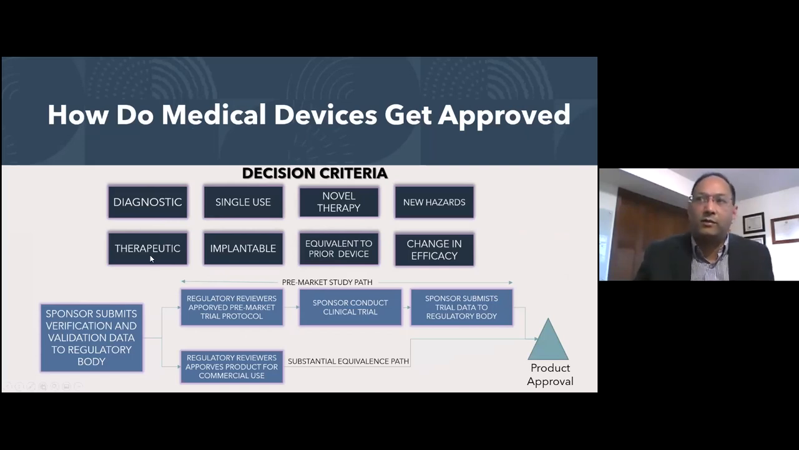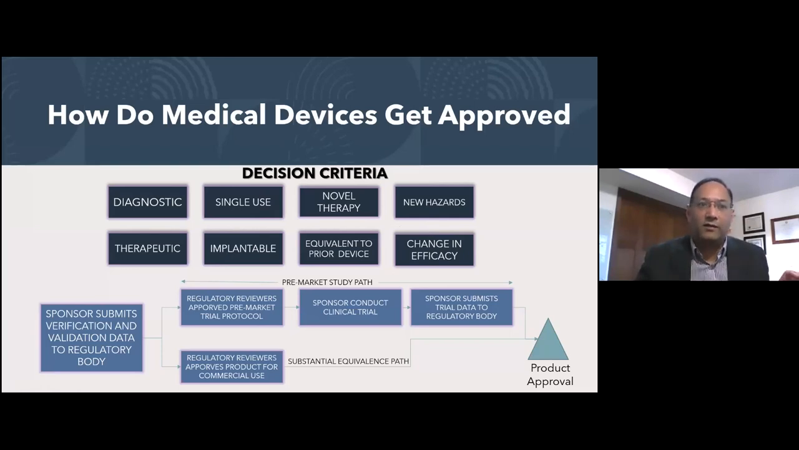Therapeutic, you're actually delivering some therapy and you're looking for some effect. Whether it's a single-use device or an implantable device. Whether it's a novel therapy or it is equivalent to a prior device. You're making, let's say, manufacturability improvements, but it is pretty much equivalent to the previous product. You're driving costs low, but not changing any features. But novel therapy could be, hey, we're burning tissue with heat or cold. Maybe there's a different signal that we can send in order to burn certain tissue selectively. So that would be a novel therapy, which is what's coming out also, and that will be evaluated in a different way. And regulatory agencies are extremely interested in looking at hazards.